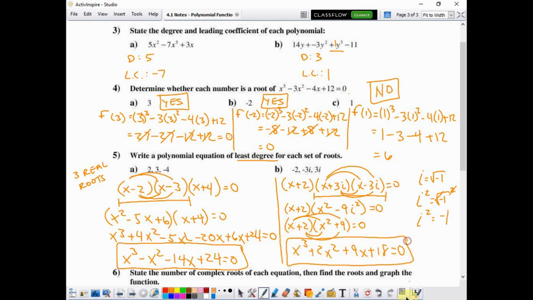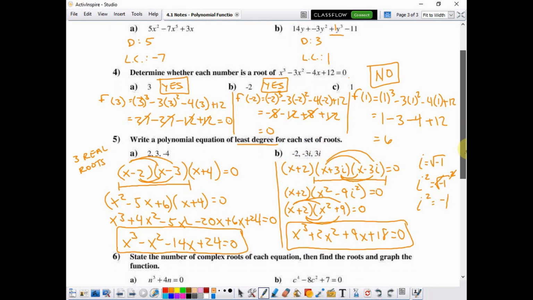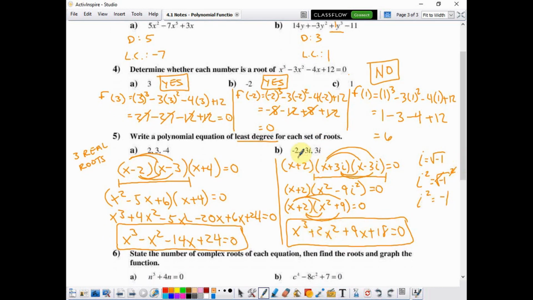So this equation right here has one place where it crosses the x-axis, and that's at x equals -2. The imaginary roots are -3i and 3i. You notice the degree is 3, so it has to have 3 roots. One of them is real, 2 are imaginary. Back in A, the degree is 3. It has 3 roots that happen all to be real.